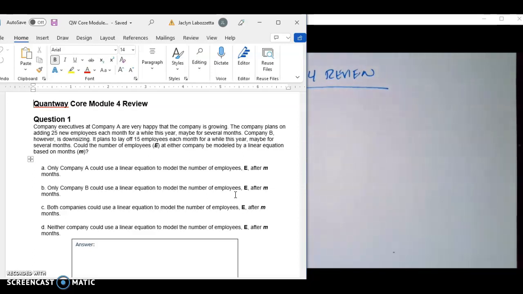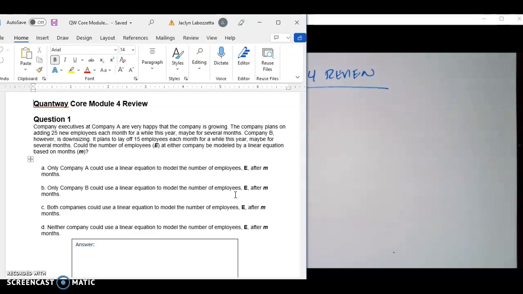So let's take a look at number 1. It says the company executives at Company A are very happy that the company is growing. The company plans on adding 25 new employees each month for a while this year, maybe for several months. Company B, however, is downsizing. It plans to lay off 15 employees each month for a while this year, maybe for several months. Could the number of employees E at either company be modeled by a linear equation based on months M?